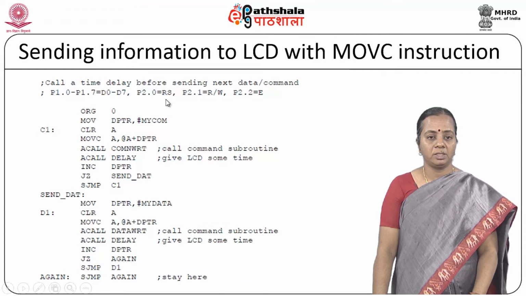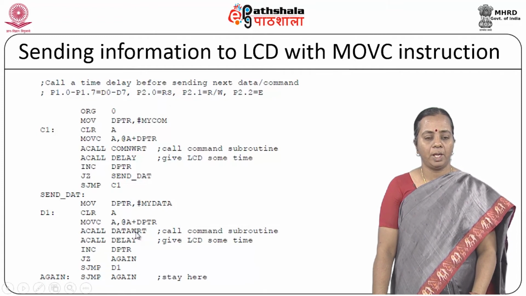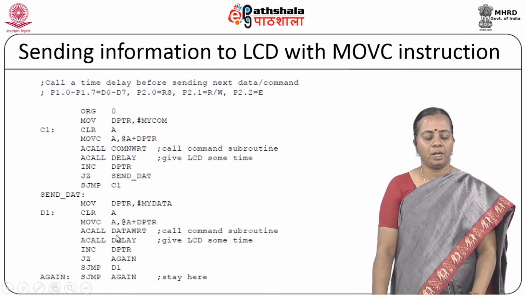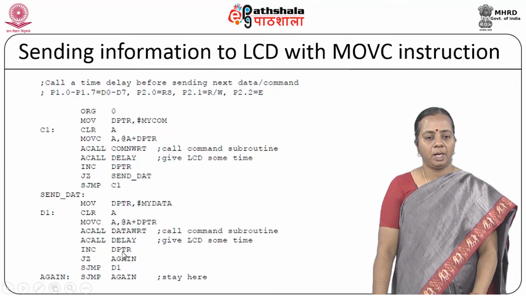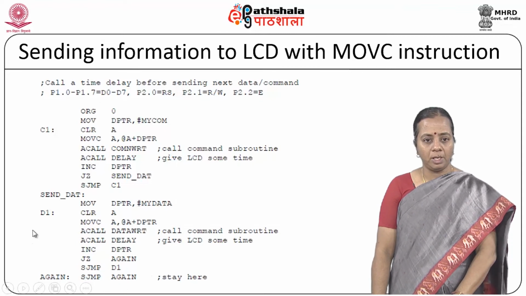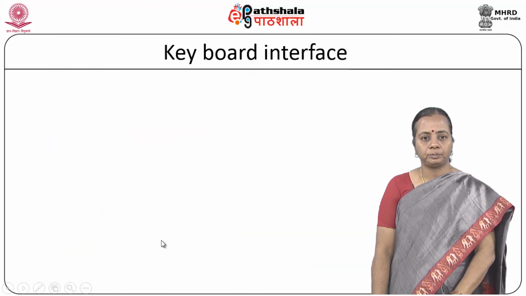Instead of giving RS equal to 0, now I will be making it 1, otherwise it will be similar to my command write. I will be calling my data write, after that I will be delaying it, again I am incrementing the DPTR, I am going over there, I am doing it till I am getting a 0 over there. So, once I am getting a 0, I have come down and I will be making an indefinite loop. This is the way I will be in a position to do my LCD connections.